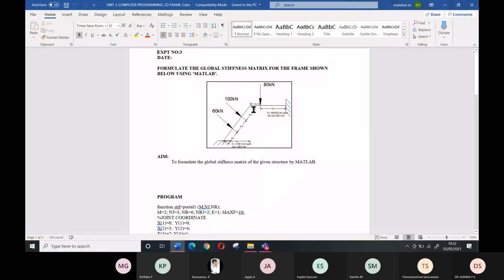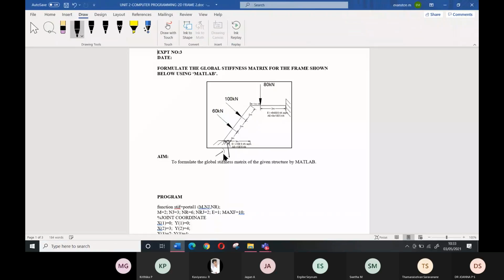Only at this junction you will have the degree of freedom, because this is restrained. 1 is restrained, 2 is restrained, 3, the horizontal, is restrained, 4 is restrained, this is restrained. Only this junction you will have 4, 5, 6 and 7, 8, 9. So possible degree of freedom for this structure is 3, and for this structure, totally how many? 4, 5, 6, 7, 8, 9. Possible degree of freedom is 9.